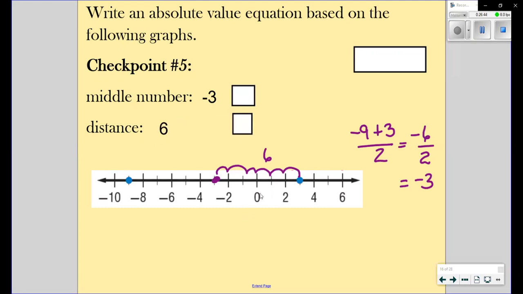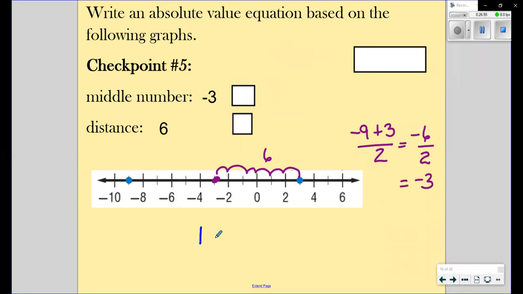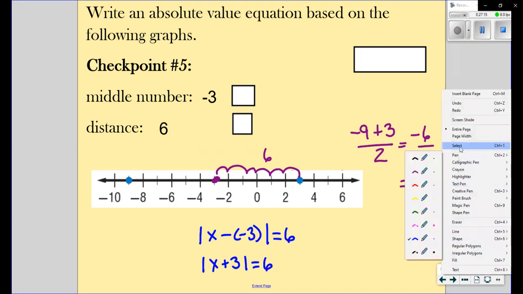So now to write the equation, we'll write that out. So we have whatever variable, we use x. And our middle number is negative 3. So again, we plug it into the formula. And our distance is 6. But we can also write it as |x plus 3| equals 6, because the negative times the negative gives us a positive, and that's our answer, our equation.